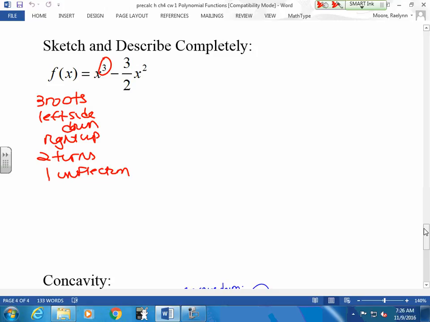Okay, now, how do I start? I got to find my roots because I know I need to go up and down, but I got to find out from where, right? So I set this guy equal to 0, find your roots.